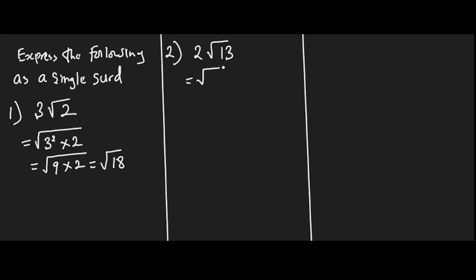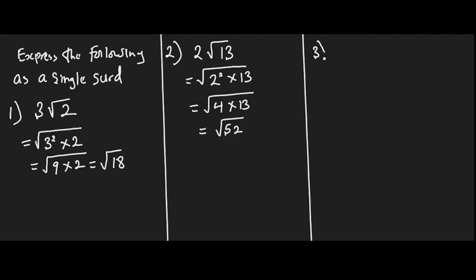Another example, if we have 2 root 13, like we have solved the first one, all we do is write the root, bring the 2 in, square it and multiply by 13. Then we have square root of 2 raised to power 2, which gives us 4, times 13. 4 times 13 will give us 52. We have expressed 2 root 13 as a single surd. 2 root 13 is equal to root 52.